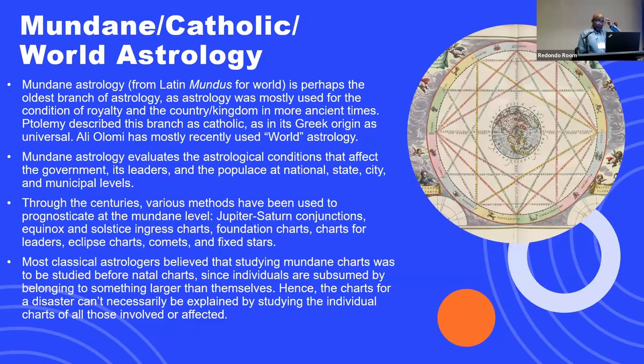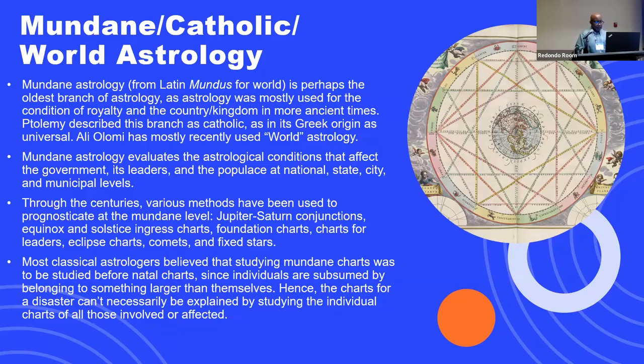Mundane astrology evaluates the astrological conditions that affect the government, its leaders, and the populace at national, state, and city or municipal levels. Through the centuries, various methods have been used to prognosticate what constitutes mundane astrology: Jupiter-Saturn conjunctions, the equinox and solstice ingress, foundation charts, charts for leaders, eclipse charts, comets, and fixed stars.